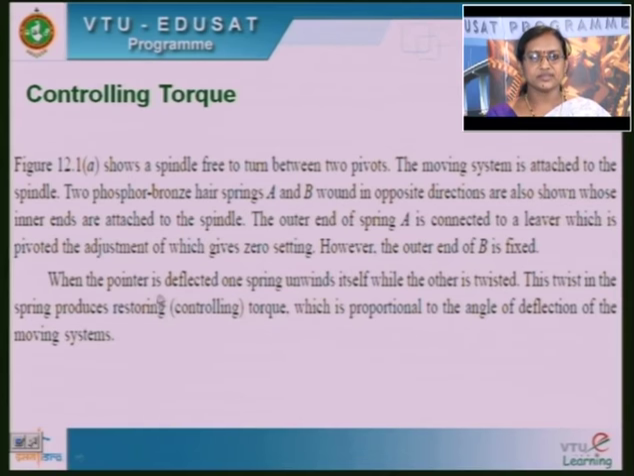When the pointer is deflected, one spring unwinds itself while the other is twisted. Any one of the springs unwinds itself and the other one is twisted. This twist in the spring produces restoring or controlling torque, which is proportional to the angle of the deflection of the moving system.